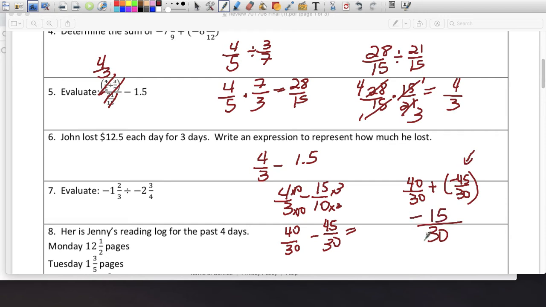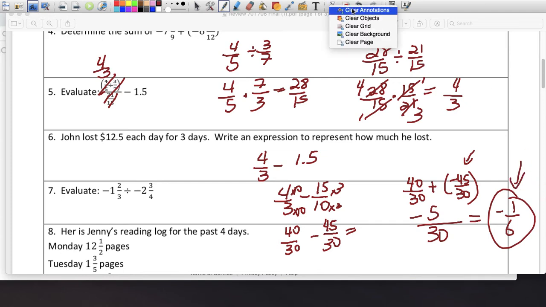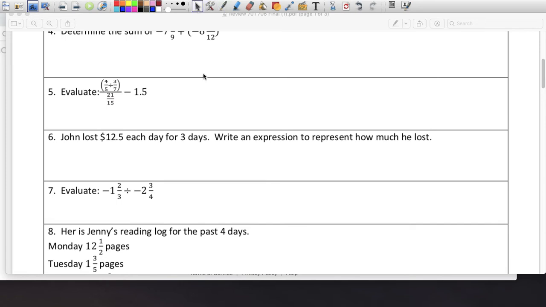By how much? It's not 15, sorry, 5 over 30. Which you can simplify and get negative 1 over 6. So your answer is going to be some version of that, whether a fraction format or a decimal format. Okay, but probably simplified.